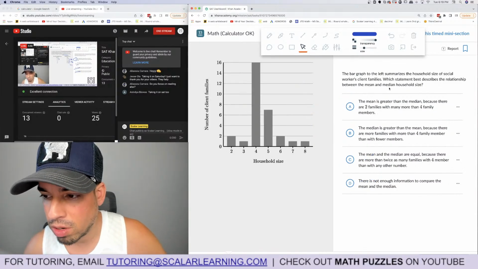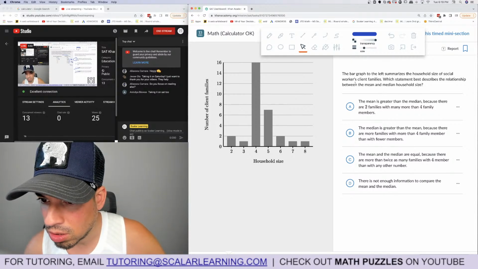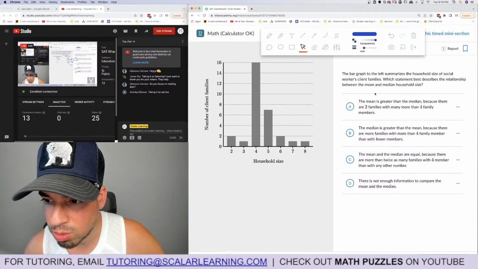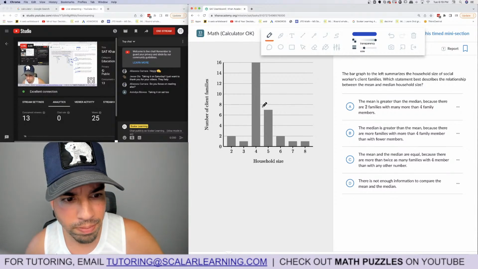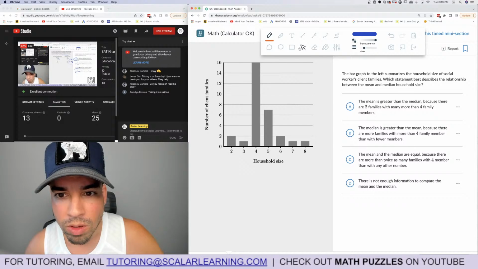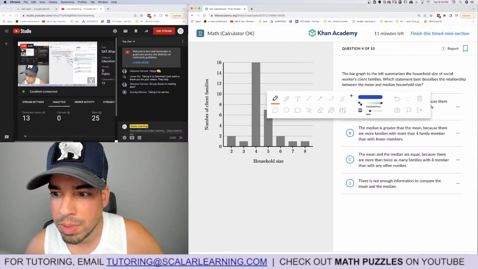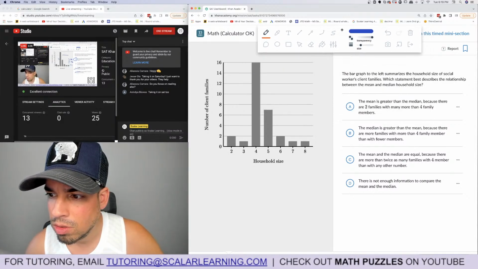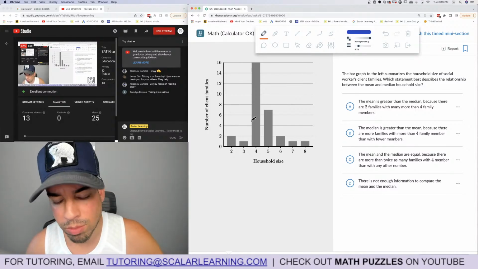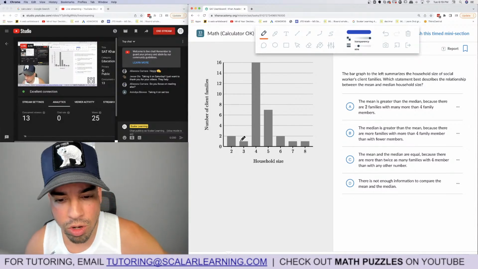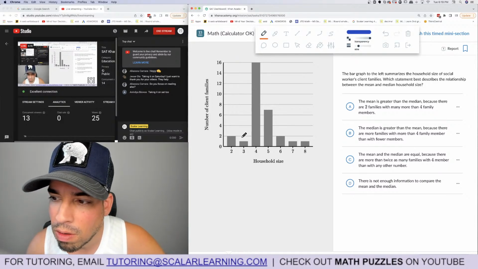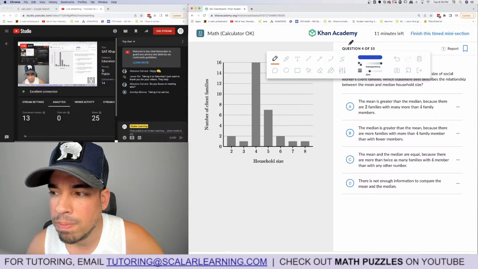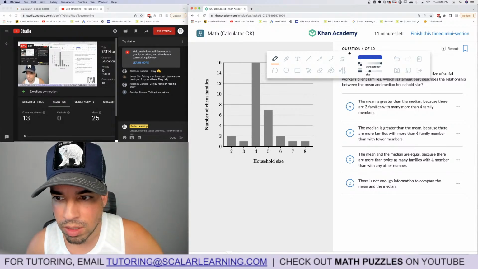All right. The bar graph to the left summarizes the household size of social workers' clients' families. Which statement best describes the relationship between mean and median household size? Mean and median household size. Oh, okay, we have to calculate it. Okay, got it. So how many is this? It doesn't say, right? Okay, so we're going to have to calculate it quickly.